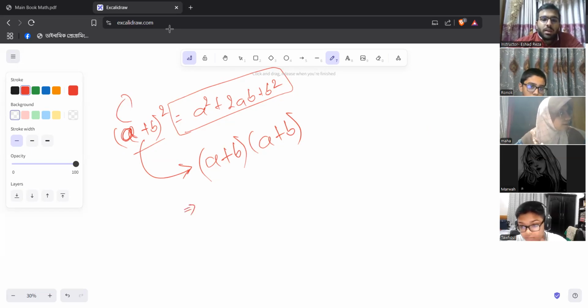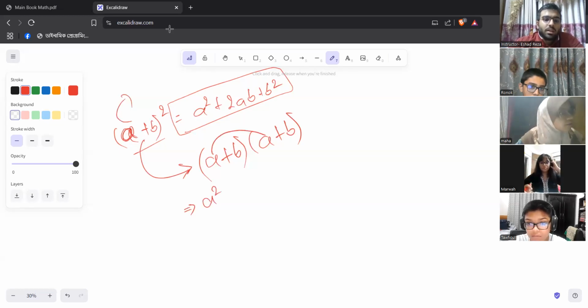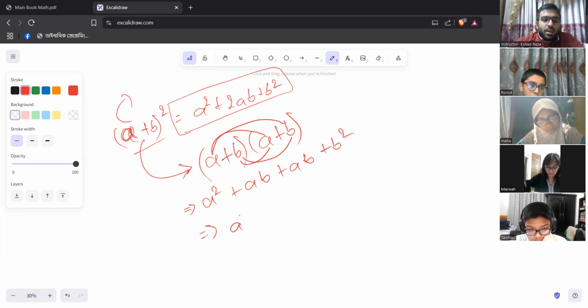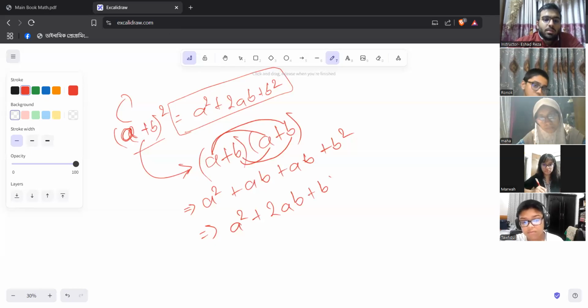We know how to multiply, right? So we multiply this with this, which becomes A square. You multiply A with B, which becomes AB. Then you multiply B with A, which also becomes AB. And then you multiply B with B, which becomes B square. So now if you just simplify, what does it become? It becomes A square plus 2AB plus B square. So this is the formula, right?